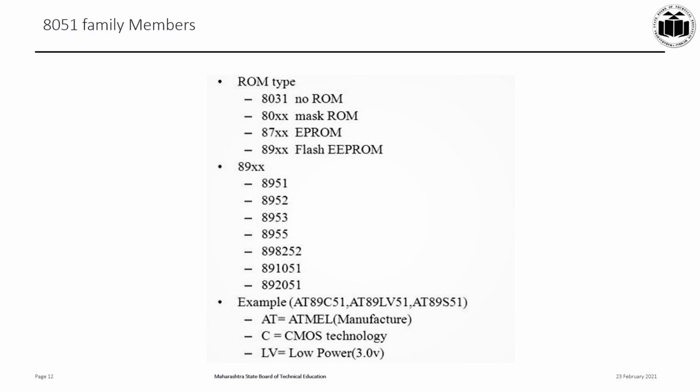The examples of the 89 series can be AT89C51, or it can be AT89LV51, or it can be AT89S51, where AT stands for Atmel, which is the manufacturer, and C stands for the CMOS technology, whereas LV stands for low power, which can be as low as 3 volts.